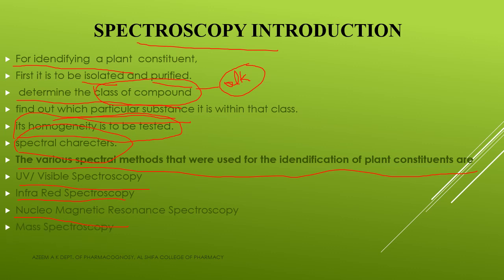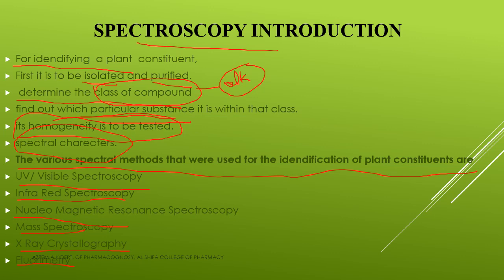Now the next one is mass spectroscopy or MS. The next one is XRD or X-ray diffraction crystallography. So it can also be considered under this topic only. And the last one is fluorimetry. So these are the different spectral techniques that are employed in the identification of phytoconstituents.